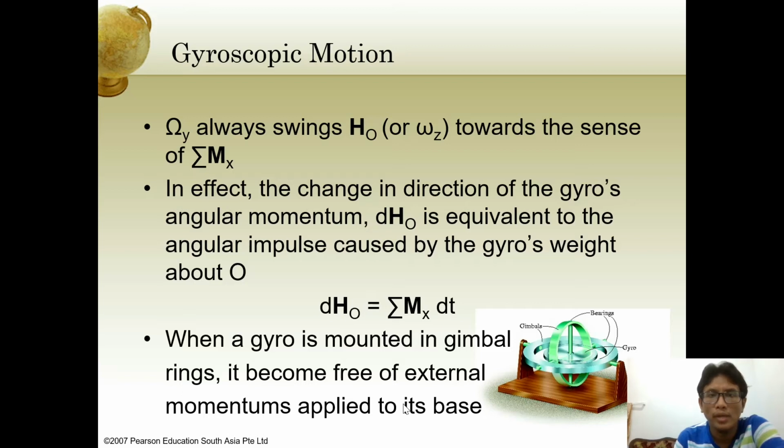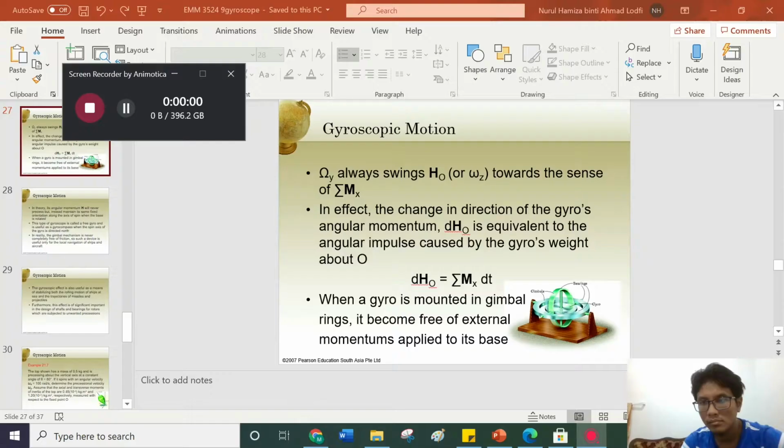Omega Y always swings HO or WZ towards the sense of sigma mx. Okay, so I have explained this. This is the direction of precession. In effect, the change in direction of the gyro's angular momentum, dHO, is equivalent to the angular impulse caused by the gyro's weight about O.